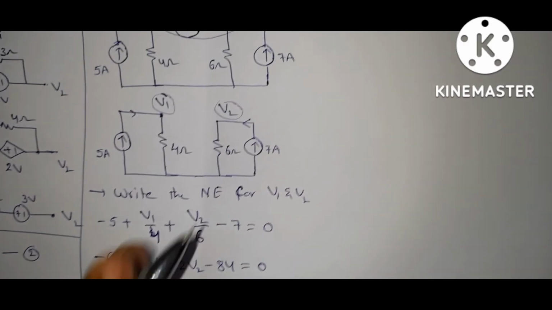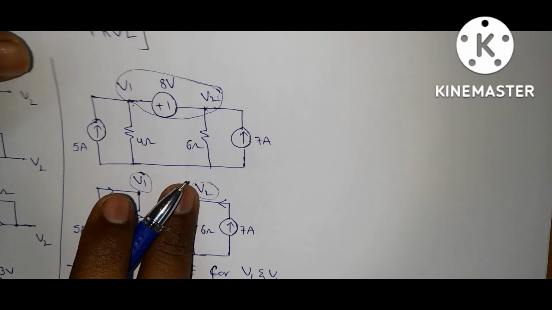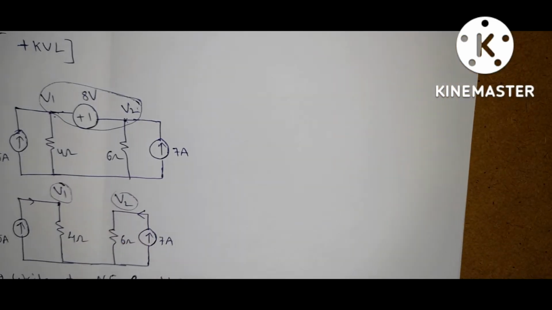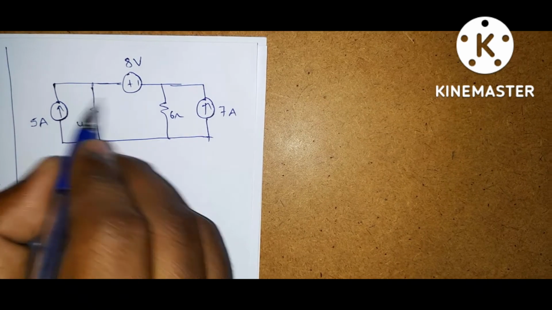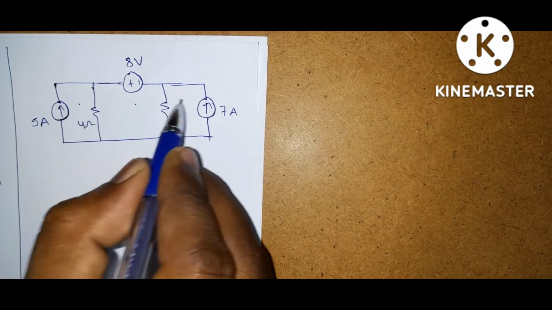The same circuit you can solve by using mesh analysis. Okay, I will show how it will be solved by mesh analysis. Here we have 3 loops. This is first loop, second loop, third loop.